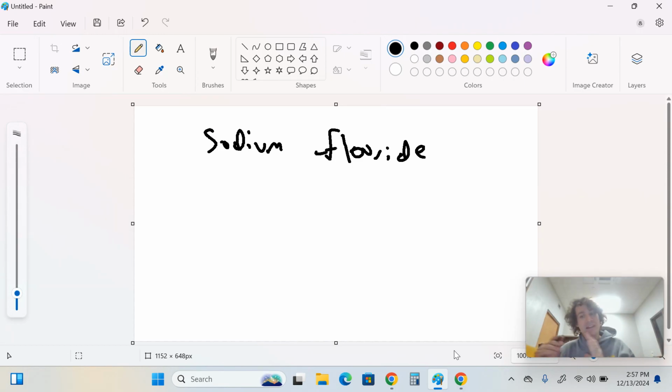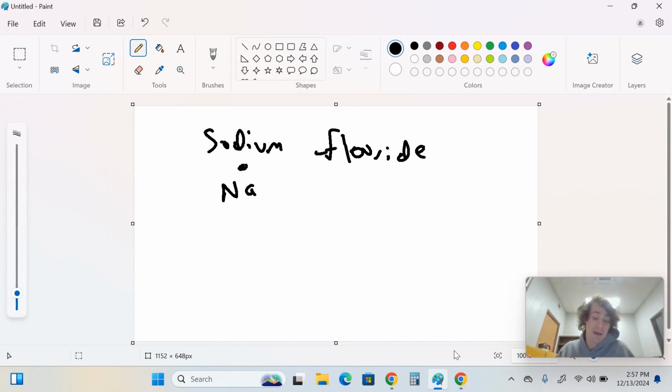Ionic compounds always have the name of the ions that are inside of it. So sodium is Na. And we'll do it the long way first. If you were asking how to figure out how many sodiums, you have to ask yourself, how many valence electrons does it have? It has one.